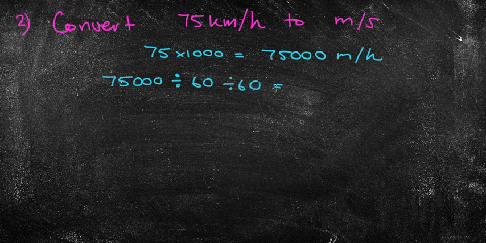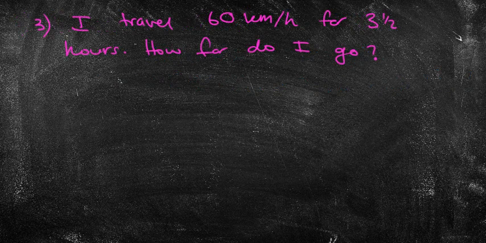I now get my calculator out and type those in. Again, you could divide it by 3,600 if you wish. And we get 20.8 metres per second, rounded to 1 decimal place. Okay. Let's have a look at the next one.